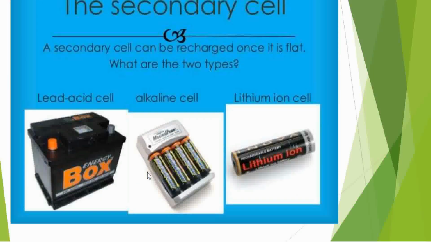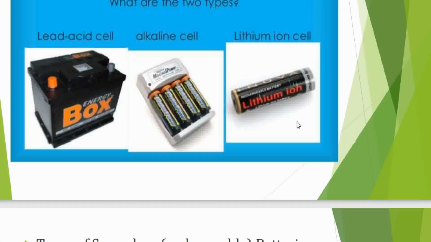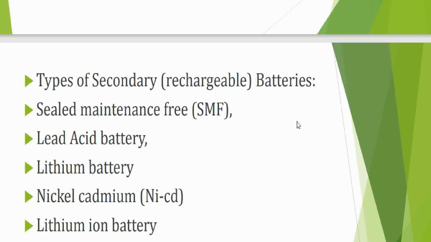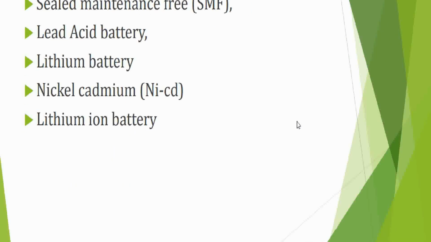If you open your mobile phone, it contains lead acid batteries. They are called lead acid batteries, nickel cadmium batteries, alkaline cells and lithium ion cells. These all come under rechargeable batteries. The types of secondary or rechargeable batteries are sealed maintenance free SMF lead acid battery, lithium ion battery, and nickel cadmium batteries.